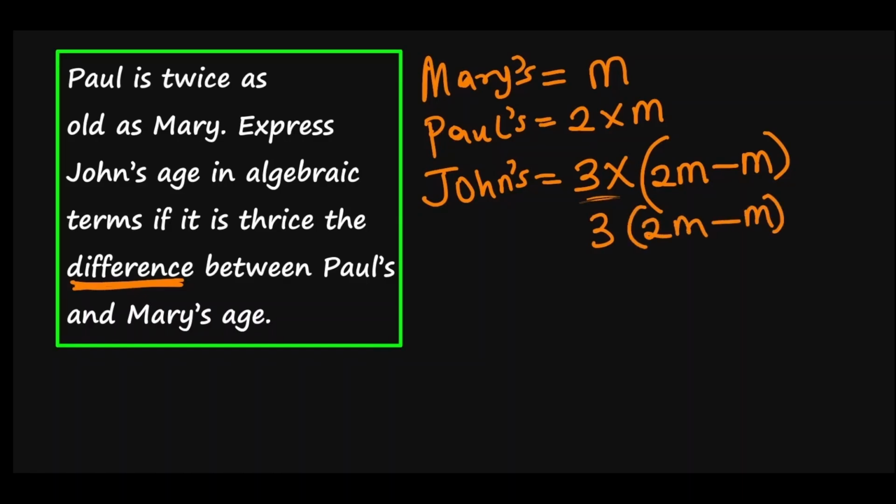In further lessons, we'll see how to simplify this further. But this is basically the answer. We've been able to write it. So John's age is 3 into 2M minus M, where M is Mary's age.